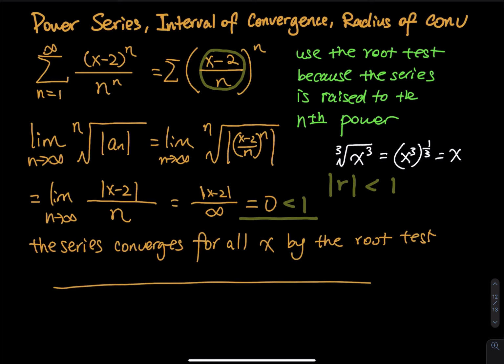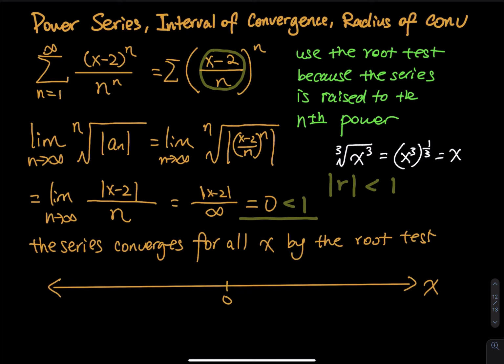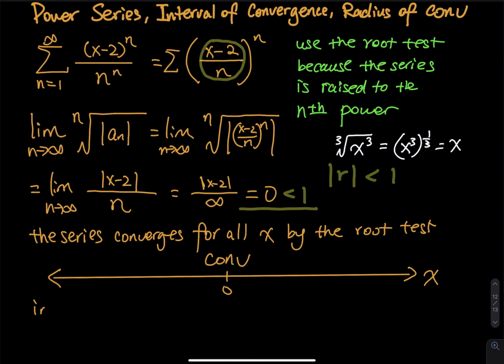So this line represents x. We have x, and there is no interval. The 0 is right in the middle. Then we say that the series converges for any value of x. So the interval of convergence is from negative infinity to positive infinity, or you can say x can be any real number. So x is an element of all real numbers. x can be anything you want. The series is always convergent.